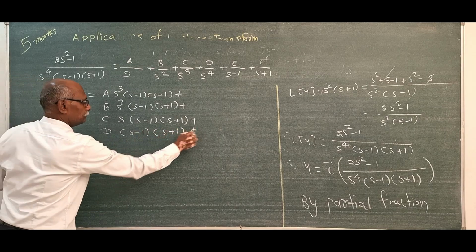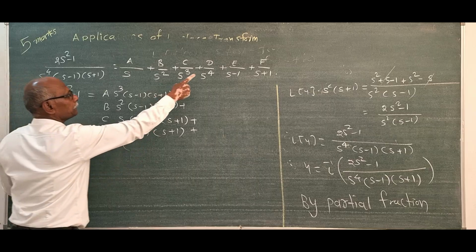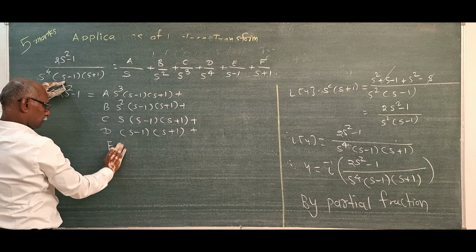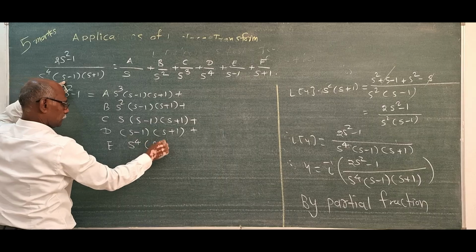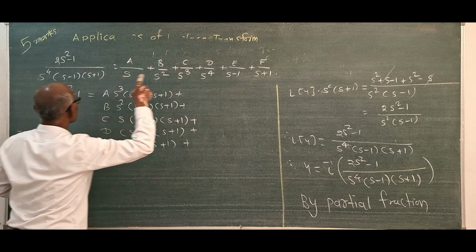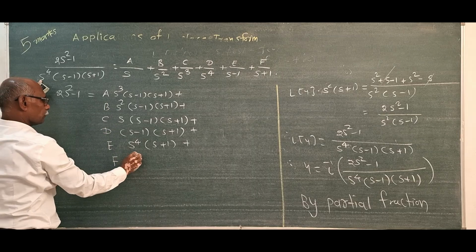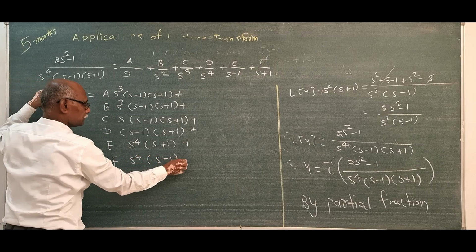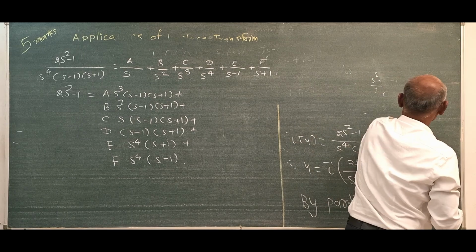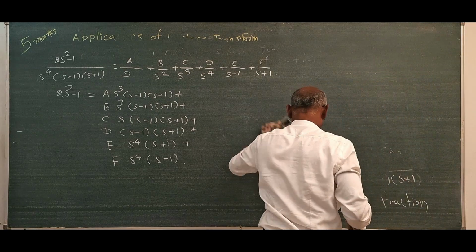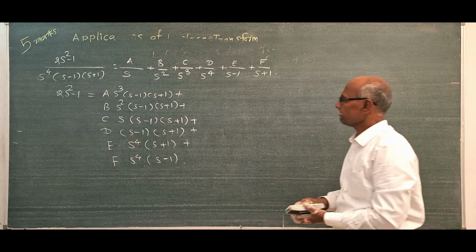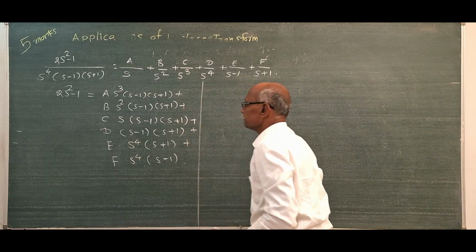Then E. Observe E: s minus 1 is there, so don't repeat this. We write s raised to 4 into (s plus 1), and last F. See, this s plus 1 is there, so don't repeat this. We take s raised to 4 into (s minus 1). This is very clear. Now A, B, C, D, E, F we have to find out, and once we get A, B, C, D, E, F, we are through. See how to find out A, B, C, D, E, F.